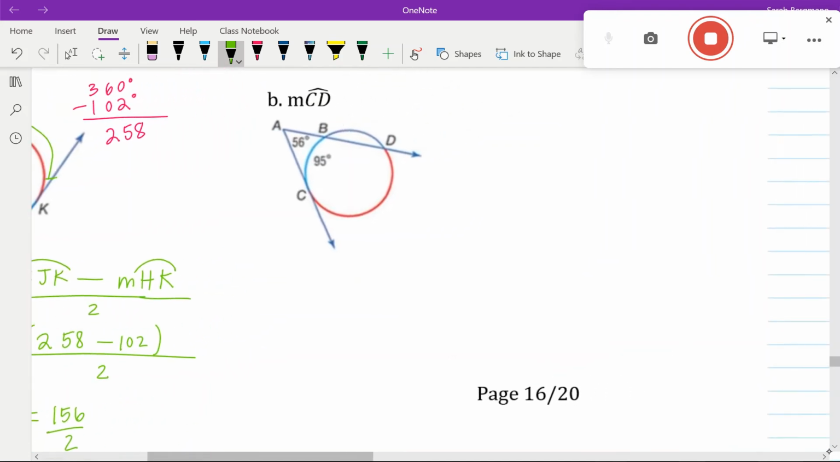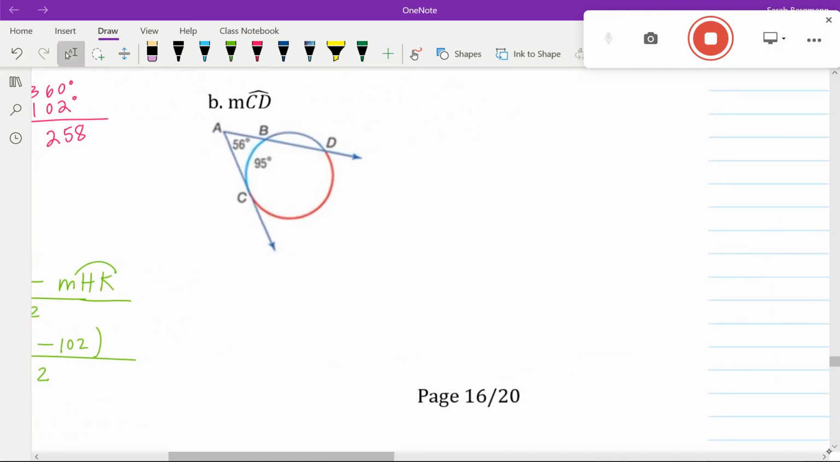Let's do another example together. This one says, find the measure of arc CD. To find the measure of arc CD, we know that the measure of angle A is going to be equal to the measure of arc CD minus the measure of the smaller arc that it cuts off. So let's write this equation out. The measure of angle A equals the measure of arc CD minus the measure of arc BC divided by 2.